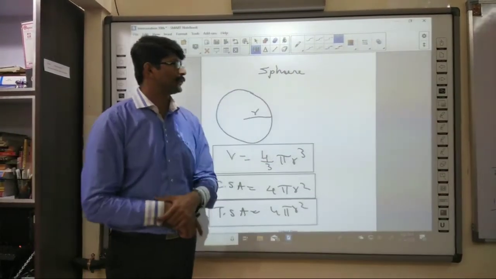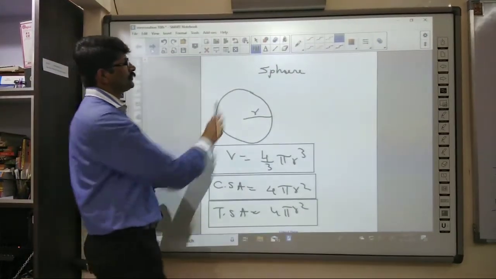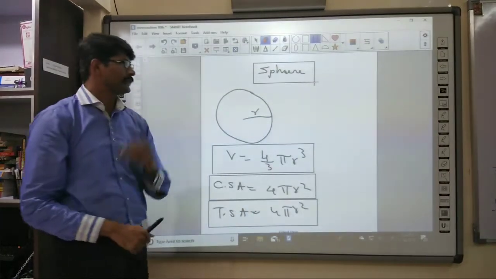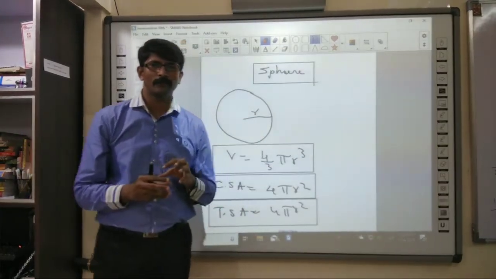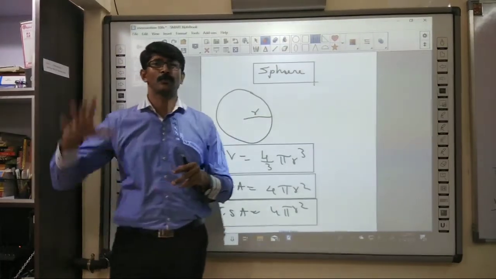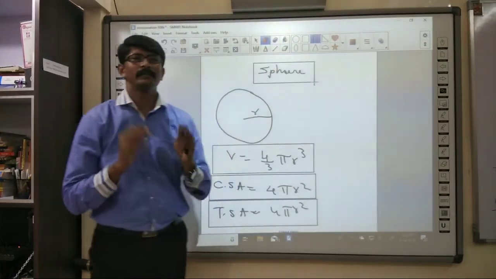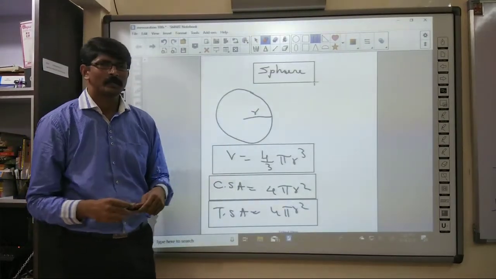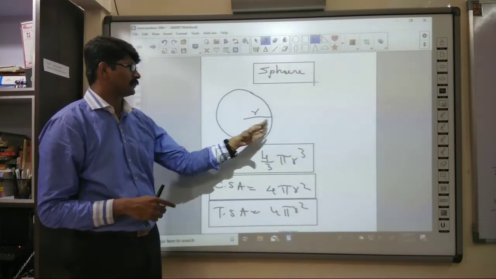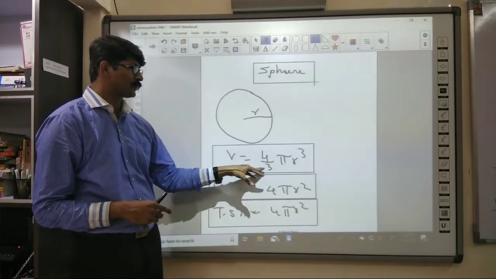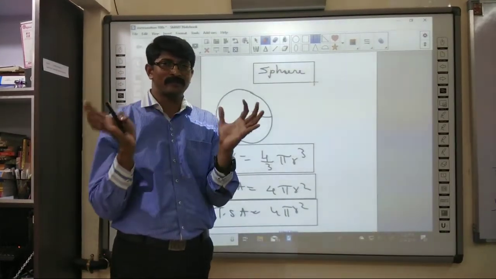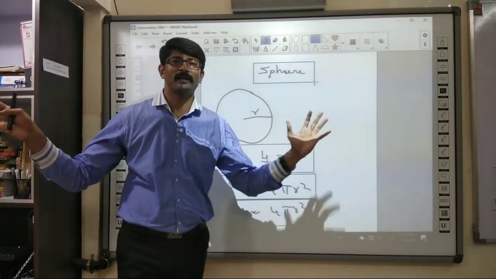Then the next 3D shape is sphere. What is this sphere? A sphere is nothing but kind of your cricket ball or a football or the shot put which people play, all spherical in shape. Let's say the radius is r, so the volume is 4 upon 3 pi r cube. I'll repeat 10 times. The volume of the sphere is 4 upon 3 pi r cube.